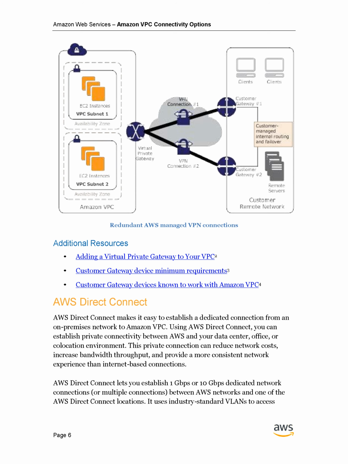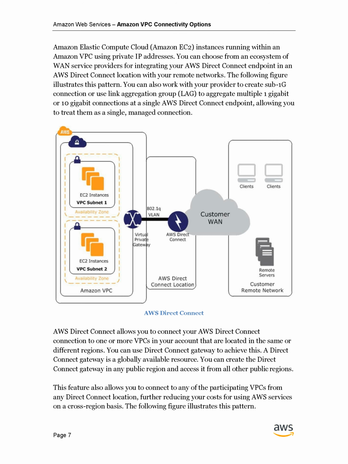It uses industry-standard VLANs to access Amazon Elastic Compute Cloud, Amazon EC2, instances running within an Amazon VPC using private IP addresses. You can choose from an ecosystem of WAN service providers for integrating your AWS Direct Connect endpoint in an AWS Direct Connect location with your remote networks. The following figure illustrates this pattern.